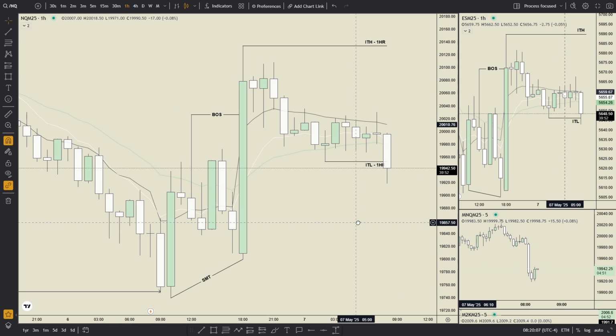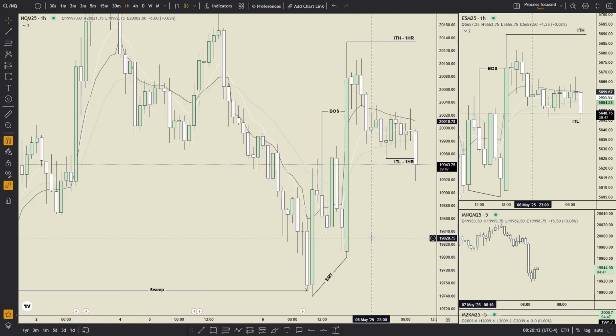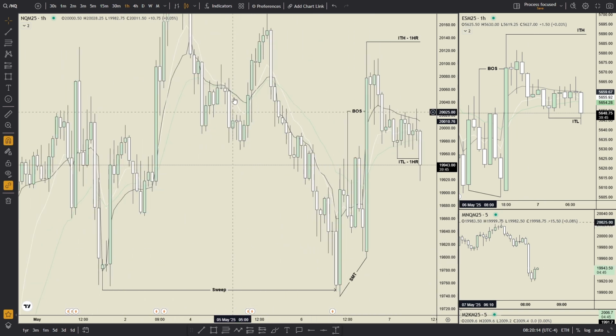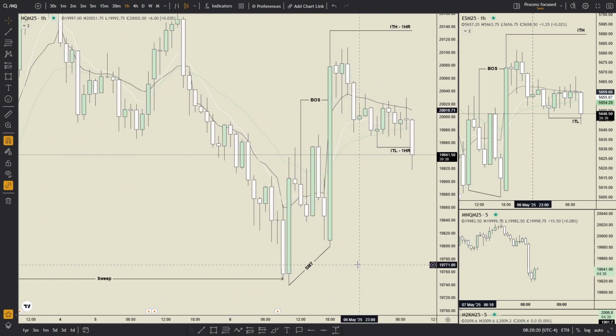Okay, so I'm going to be going over my daily bias for today. It's currently 8:20 a.m. Eastern Time. So after yesterday's move, we manipulated lower. We took out this 4-hour intermediate term low, which I was looking for. I didn't take any trades yesterday.